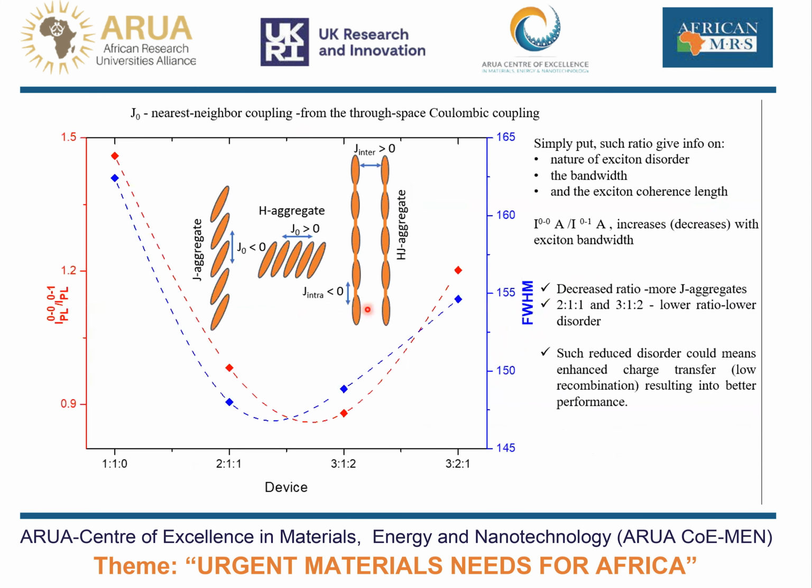The other bit is to look at the devices that we made. Starting from the binary device to the ternary device, you find that the 2-1-1 and 3-1-1 have the lowest ratio. And of course, we are comparing this with the full width at half maximum, which is normally the determinant or the easiest way to look at the crystallinity of these materials.